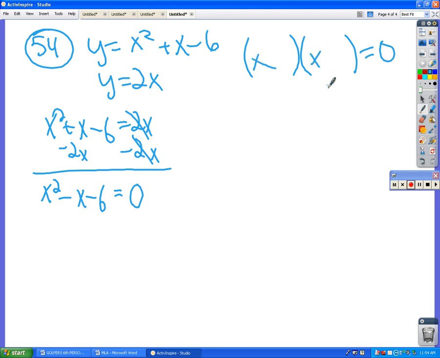Two numbers that multiply together to be negative 6 and add to be negative 1. 2 and negative 3. Nice shot. So my two x's are 3 and -2. Awesome. And then over here it just says that y equals 2 times x. So if x is -2, 2 times that is -4. And if x is 3, 2 times that is 6.